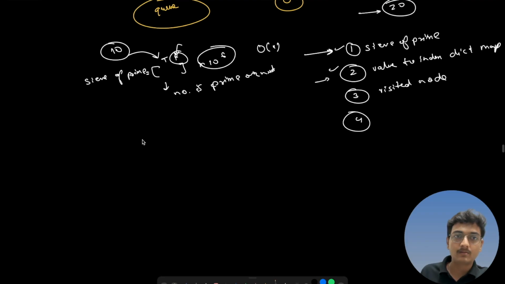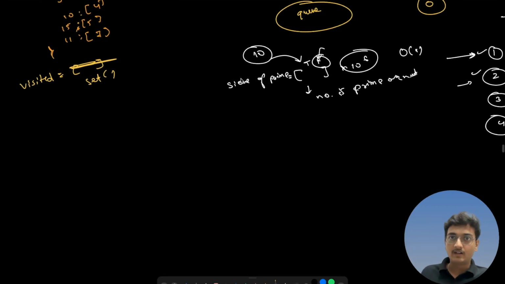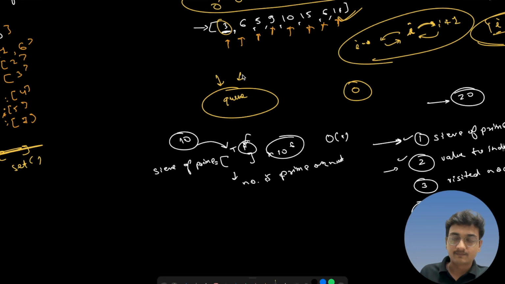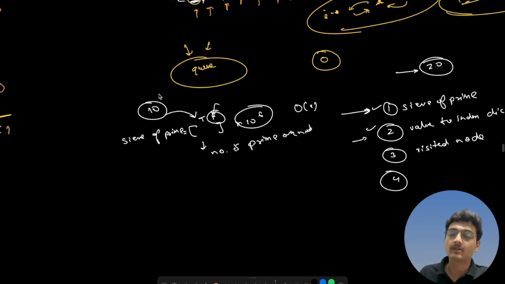What we will be doing is one thing. I can create something like visited, and I can create a list, I can create a set, whatever. So for now, I'm creating a set. As soon as my node is visited, I will be pushing that into the set. Super. Now let's talk about the idea. Let's talk about the intuition. How we will be solving this problem.